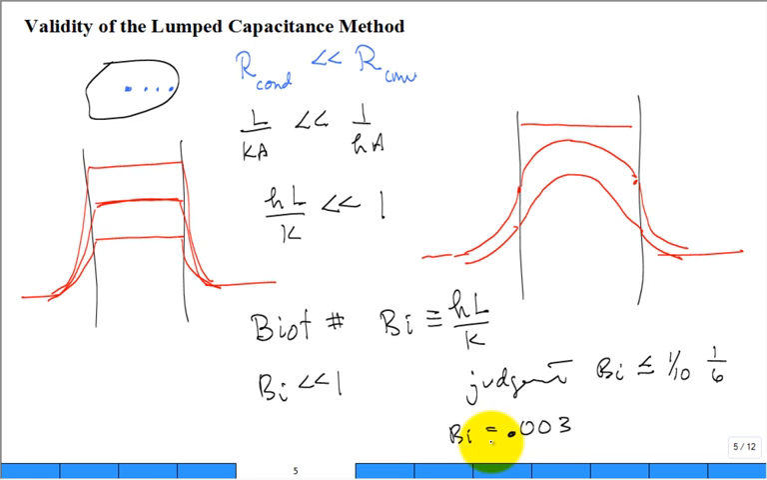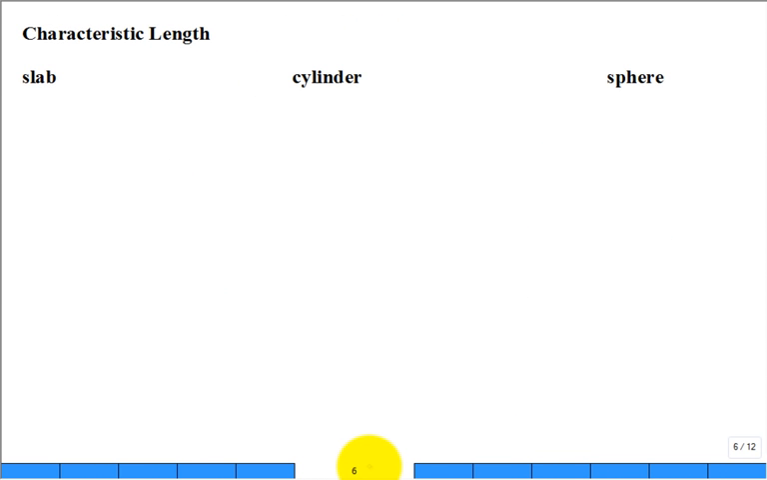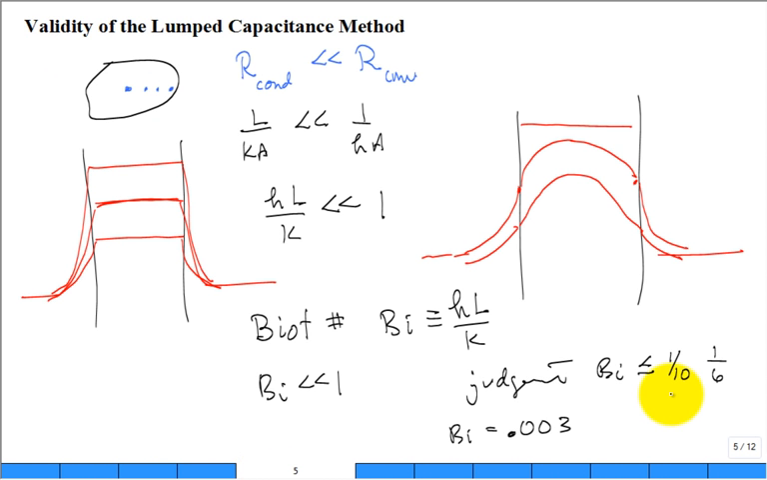All right. So that's a tenth, 0.1. This is either or that. So 0.1 or 0.16, somewhere in there. Different books have a different criteria for cutoff. That's what I mean. So if the Biot number is less than or equal to 0.1, use it. 0.1 is much less than 1, but it's an engineering judgment call, what that means.